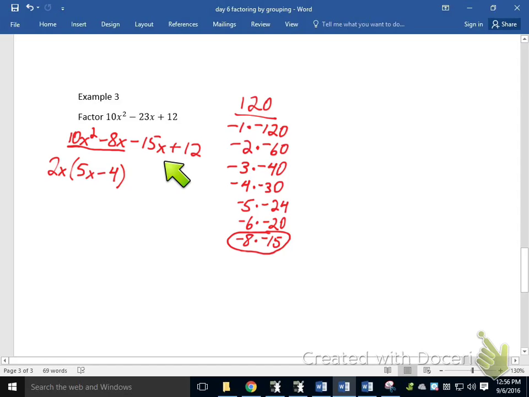For the second group, it has a greatest common factor of negative 3. Now, why negative? Because of this first sign. Always go off of that. When I pull out negative 3, I'll have positive 5x minus 4, because 12 divided by negative 3 is negative 4. So now the 5x minus 4's match, and my factors are 2x minus 3 times 5x minus 4.